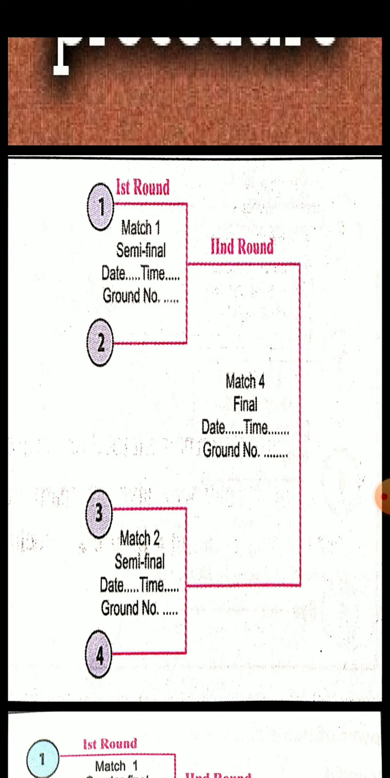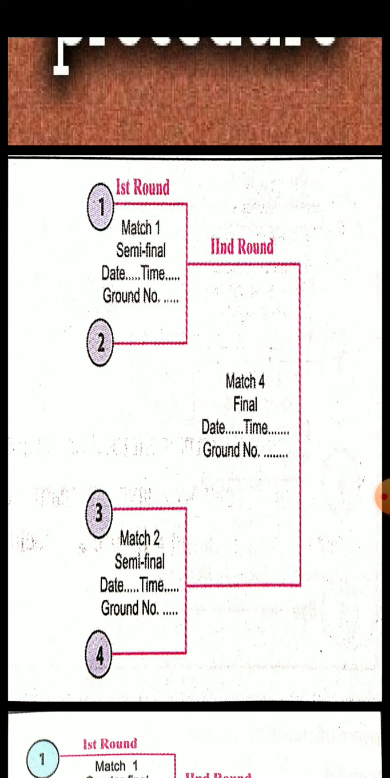Byes will be 2 to the power n minus the number of teams, that is 2 to the power 2 minus 4, that is equal to 4 minus 4, which is 0. So there is no bye given in the match. Those with an exact power of 2, suppose 4 teams or 8 teams or 16 teams, will not be given any bye, because all the teams can be arranged in a proper way.